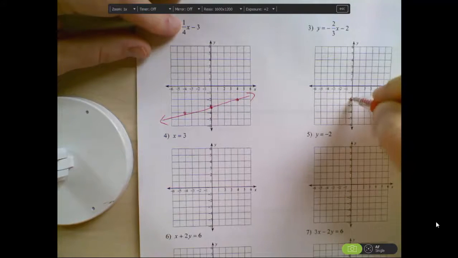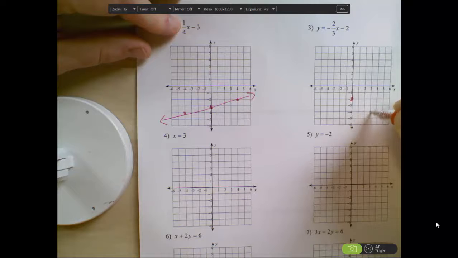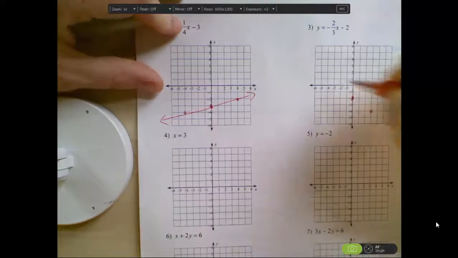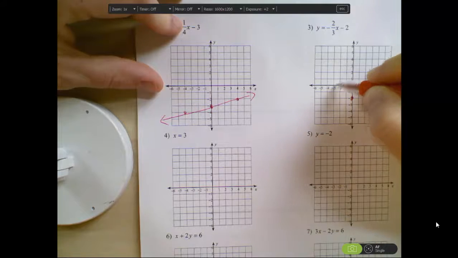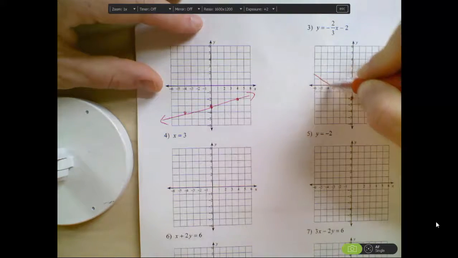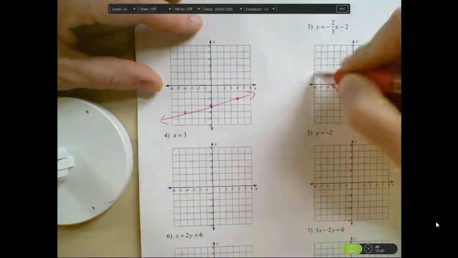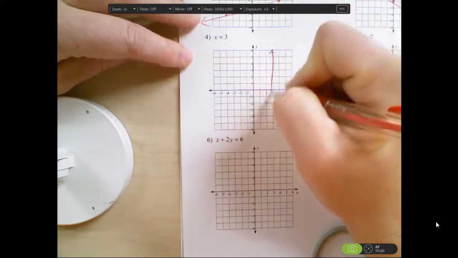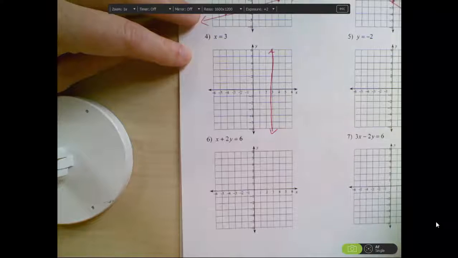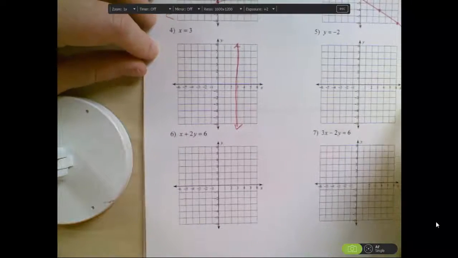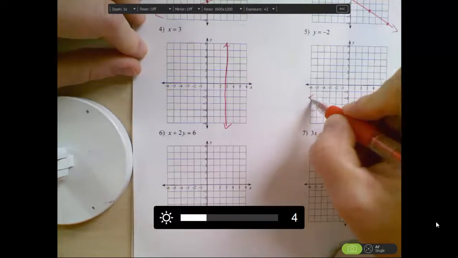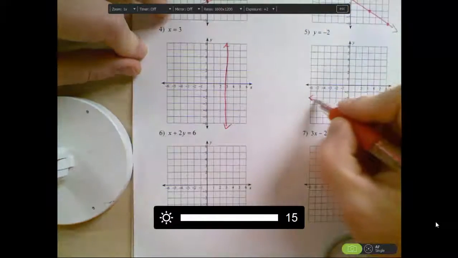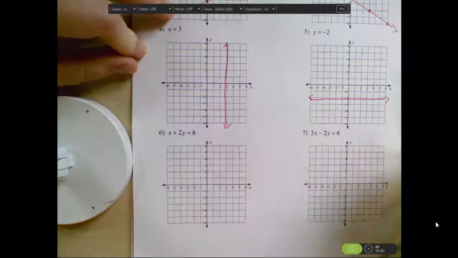Here I start at negative 2, I go down 2 over 3. Again, I do have room to do it again. 1, 2, 1, 2, 3. I'm going to do it just for good measure. Up and to the left. There's your line. Remember, when x equals a number, it's a vertical line because the slope is undefined. Vertical line where x is 3. Y equals negative 2 is a horizontal line where y is negative 2.